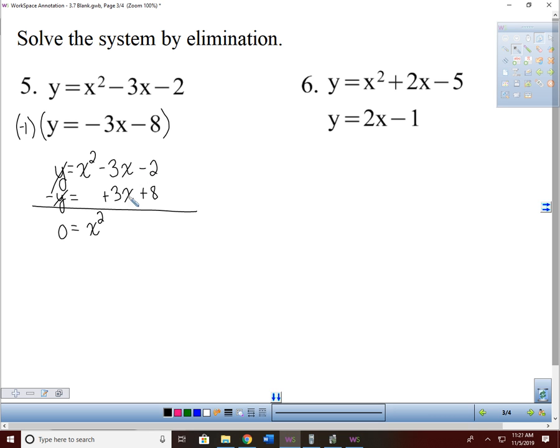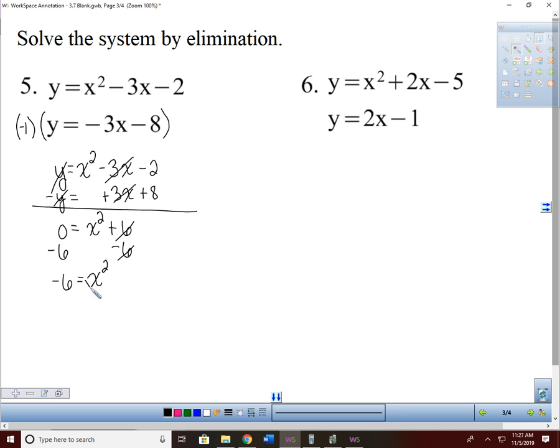Negative 3x and positive 3x cancel and make 0. And negative 2 plus 8 gives me 6. So I look at this and I see I just have x squared. I don't have any x's, so I can solve for x squared. So I will subtract 6. So I get a negative 6 equals x squared.